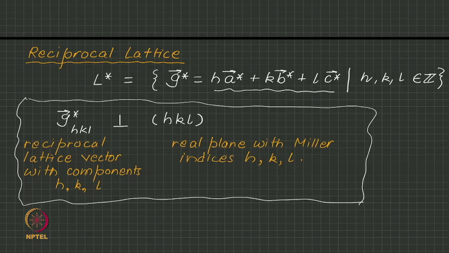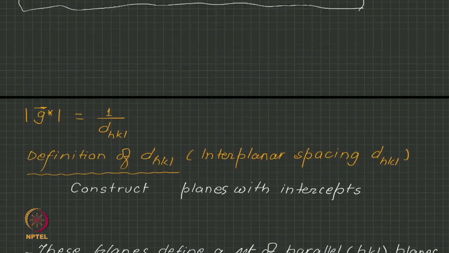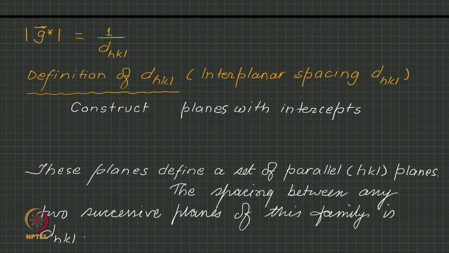So, in the last lecture we have seen an important, interesting property of the reciprocal lattice: that the reciprocal lattice vector HKL, or G star HKL as I have denoted it here, is perpendicular to the real lattice plane HKL. Now, today we will derive another interesting relationship, that the length of the reciprocal lattice vector is the reciprocal of the interplanar spacing of the HKL plane.